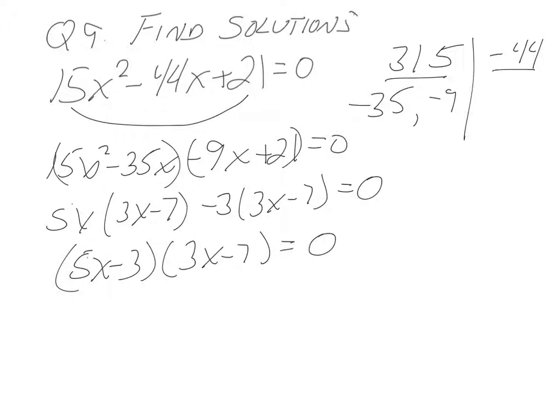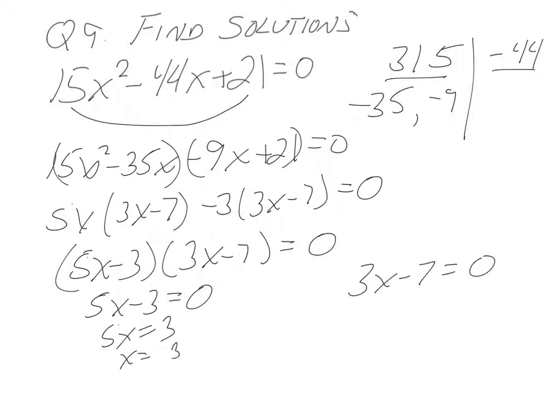For this to be true, 5x minus 3 equals 0, or 3x minus 7 equals 0. That would mean 5x equals 3, or x equals 3/5. And here, 3x equals 7, x equals 7/3.